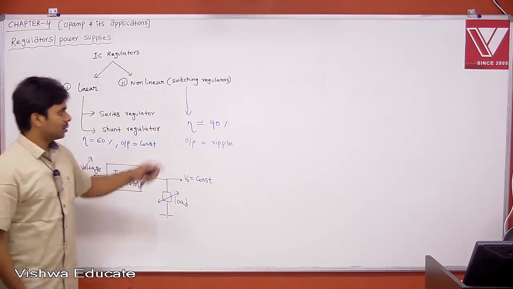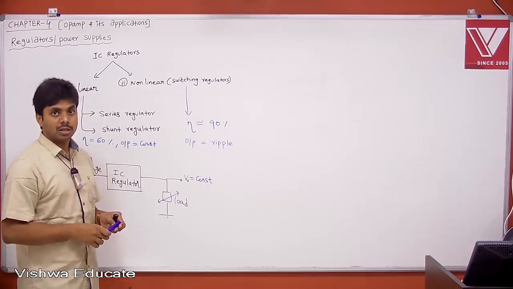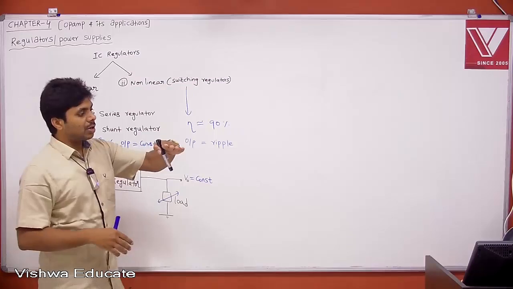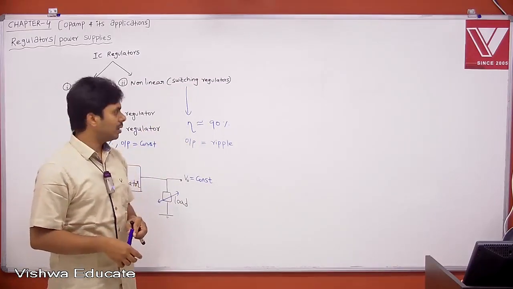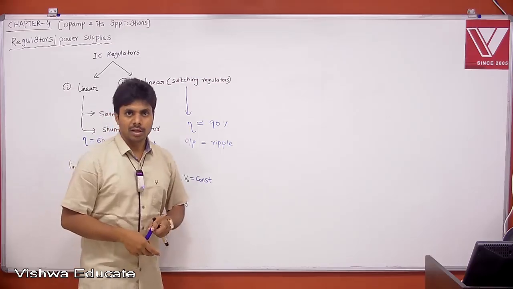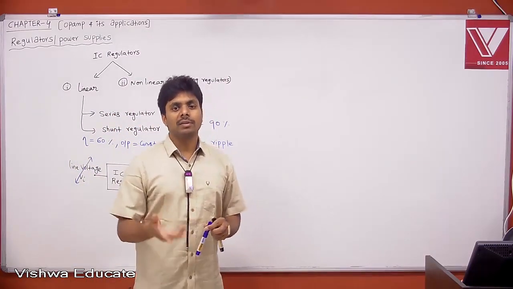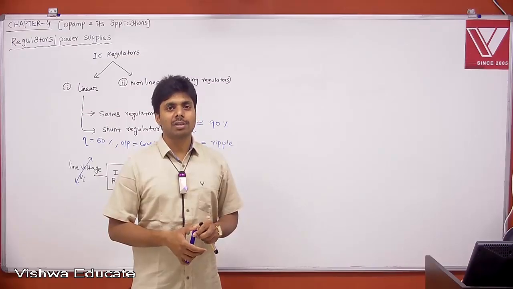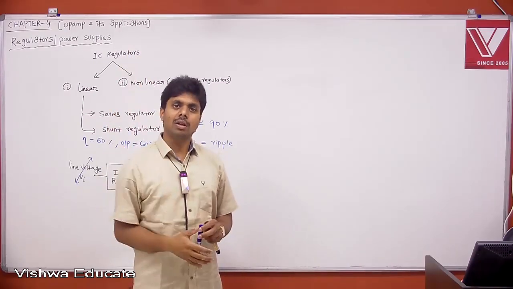Then where will you use it? Even if the output is having ripple, that's fine, but the average value should be constant. The average value will be constant, but it will have some ripple. Even if it is having ripple, that is okay. For example, we can give it to some digital circuit. Let us say in a digital circuit ripple is not that important. We are dealing with logic 1 and logic 0: above the switching point, logic 1; below the switching point, logic 0.